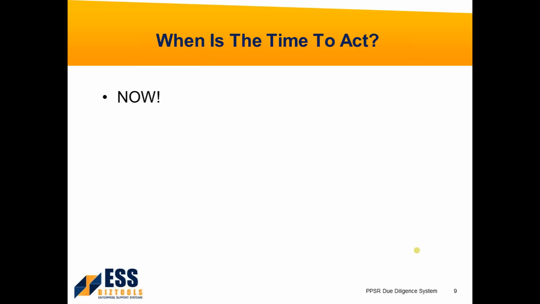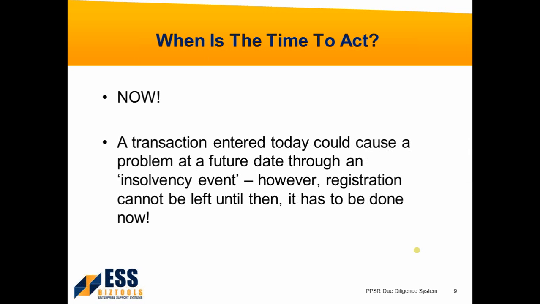There's one case going through the courts at present involving $50 million worth of assets in Western Australia. $50 million. A public company that's in liquidation. The assets were supplied by a Canadian public company and they didn't register, even though Canada also has this legislation. A transaction entered in today could cause a problem at some future date because of an insolvency event.